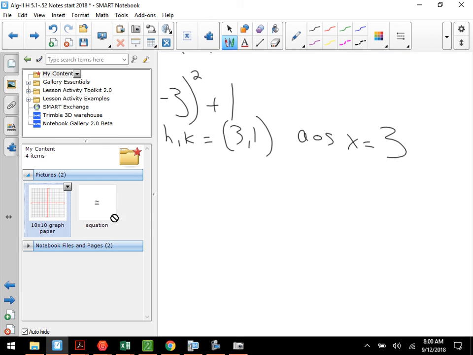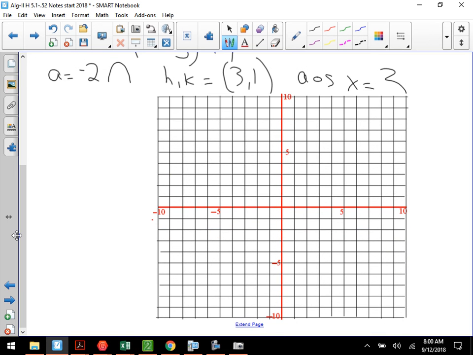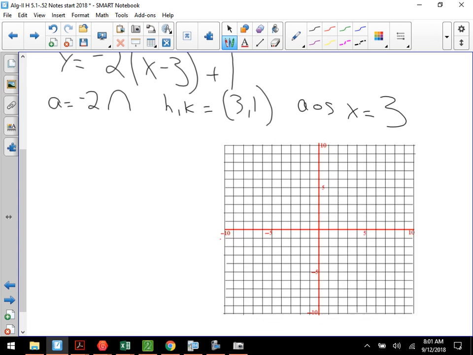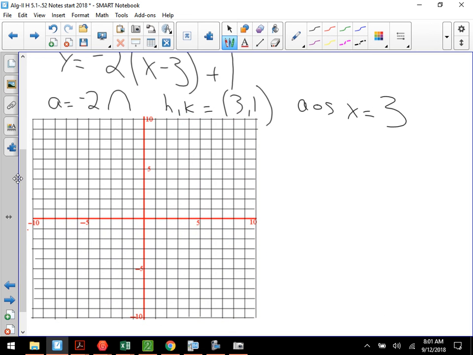So here's how we graph something like this. First thing I'm going to do is plot where my vertex is, (3, 1). Okay, I can do that. After that, I'm going to plot my axis of symmetry line, the x equals 3.